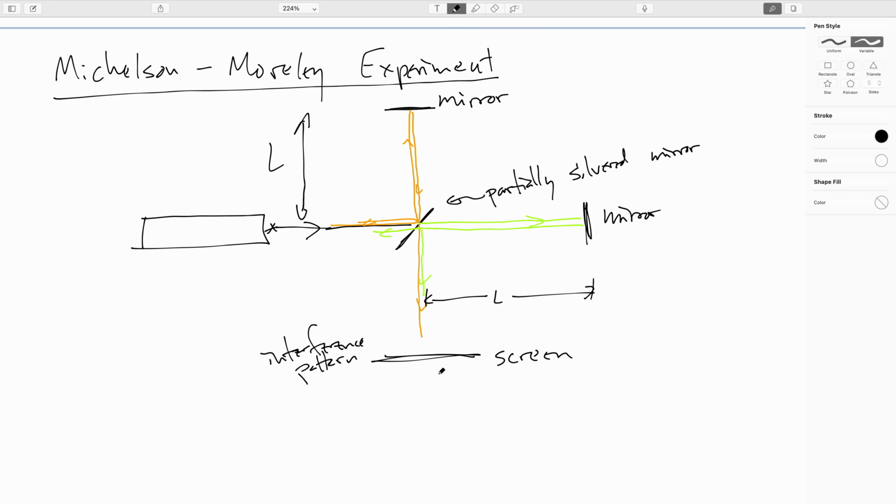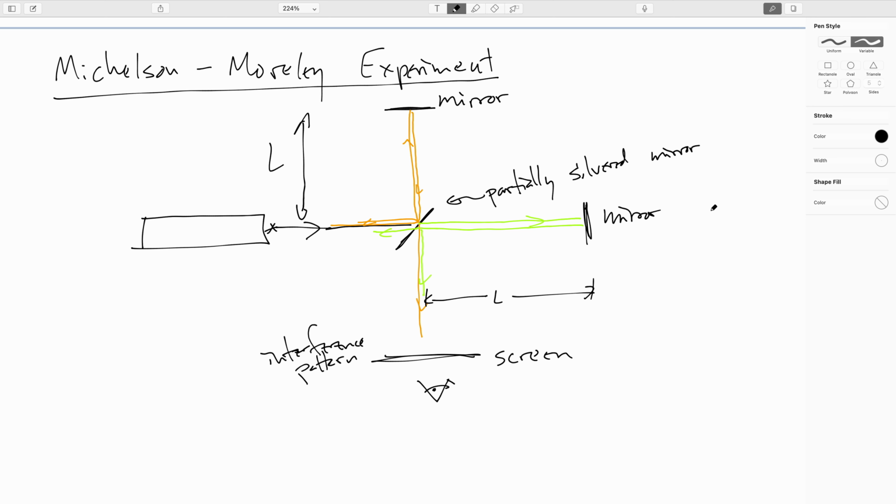And then we can look at that pattern. So usually you set it up so that, say, there's a bright spot in the middle of the pattern or something like that. Now, the next trick with this is that you align this axis to follow the direction that the Earth is traveling in the solar system.